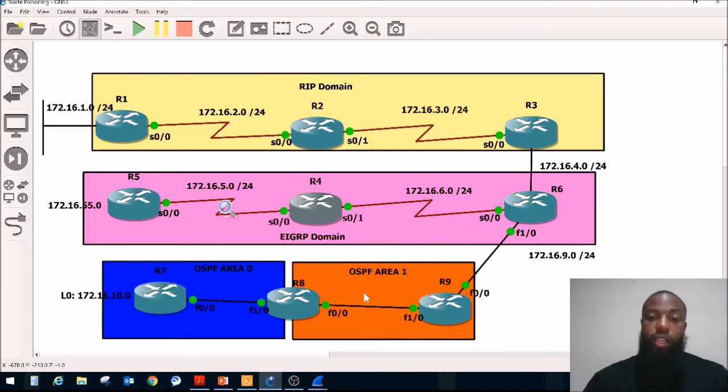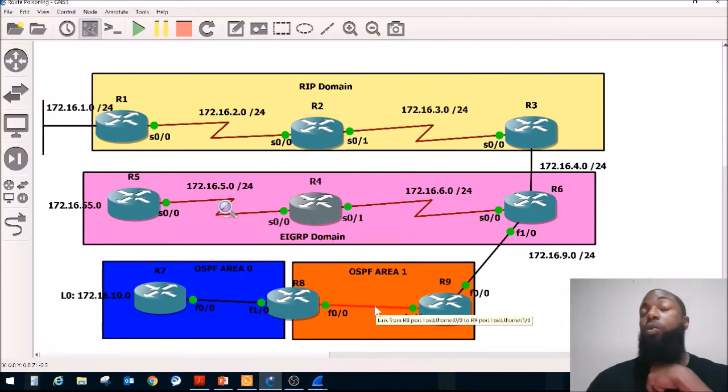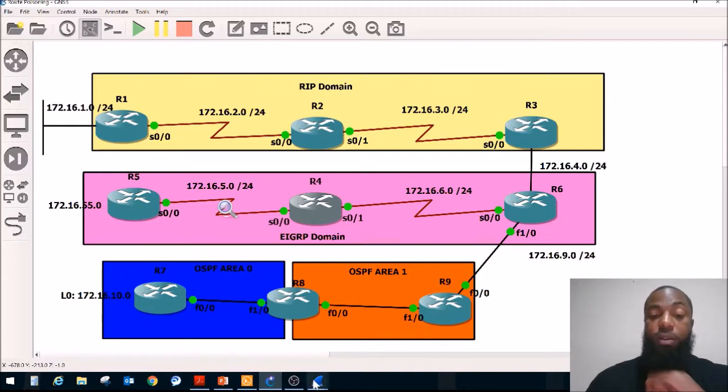Next thing, let's go ahead and do the same thing with OSPF. We have two OSPF areas right here, area 0 and area 1. We're going to do the same thing, but we're going to shut down the loopback on router 7 and capture packets right here and see what happens when we shut it down. How does OSPF poison routes?